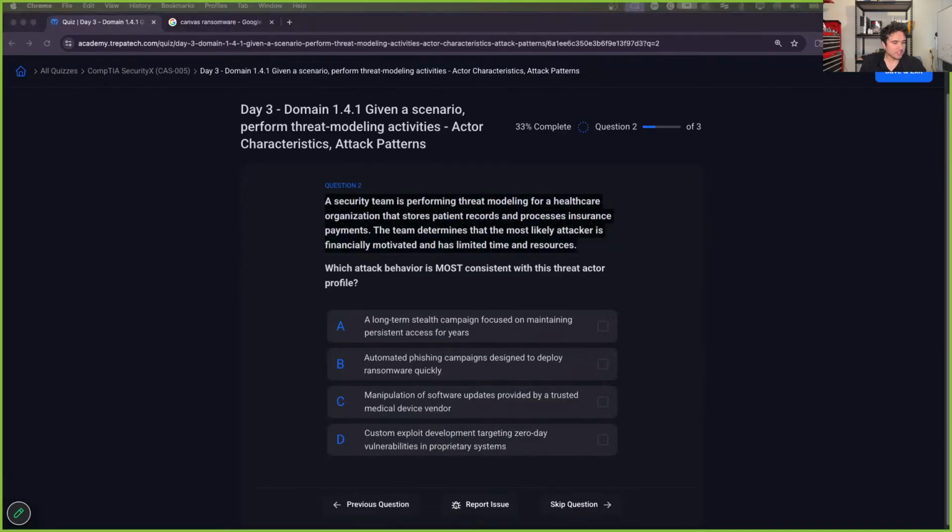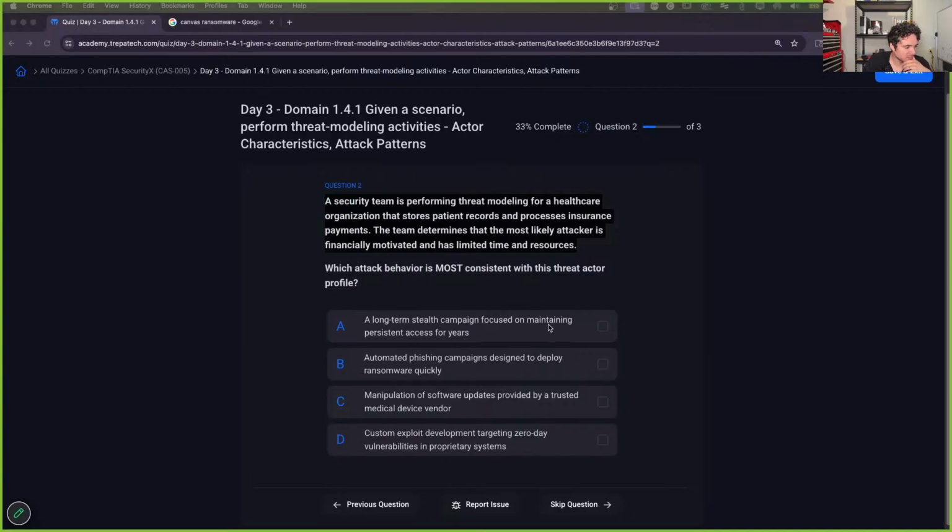Question 2. A security team is performing threat modeling for a healthcare organization that stores patient records and processes insurance payments. The team determines that the most likely attacker is financially motivated and has limited time and resources. Which attack behavior is most consistent with this threat actor profile?